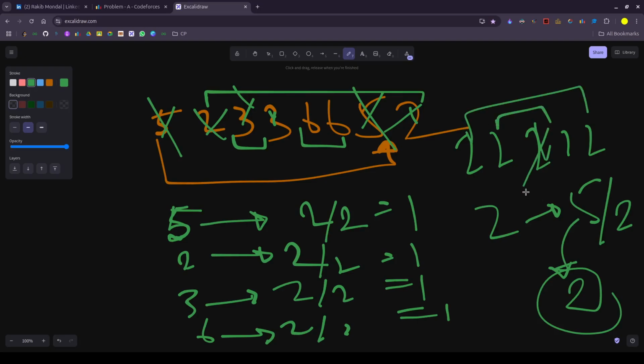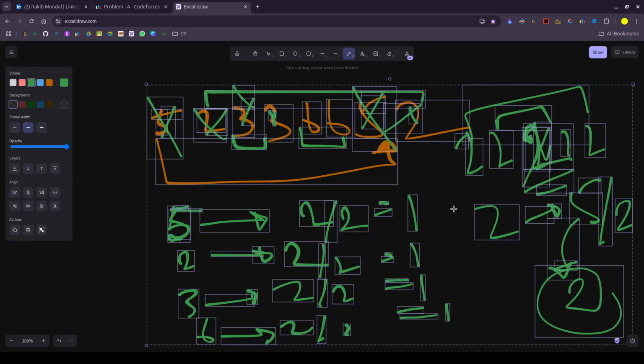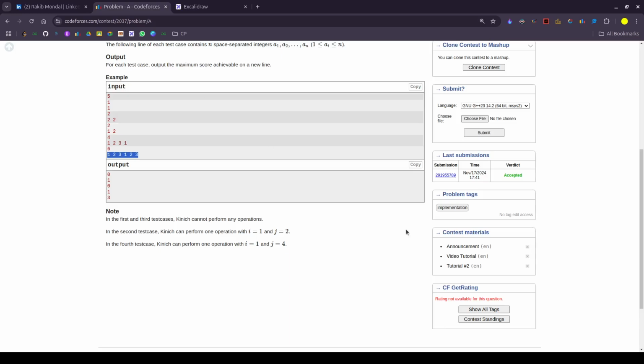Like we can just make two pairs, and there will always be one 2 left, which cannot make a pair with another 2. So this is the simple intuition. Let's see the code.